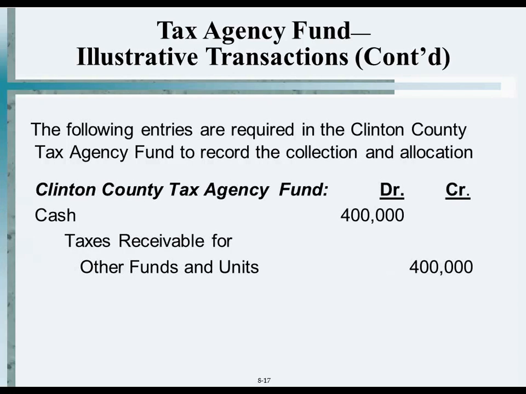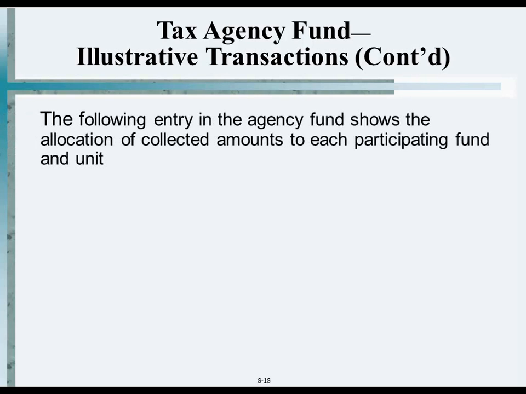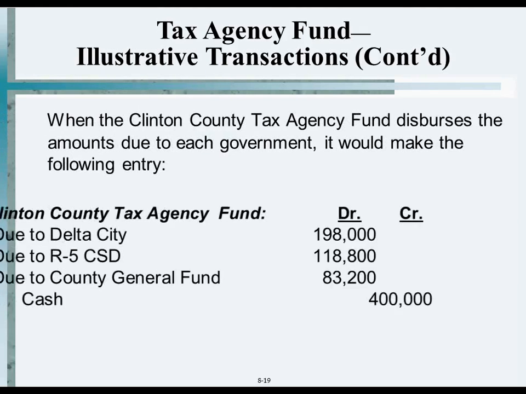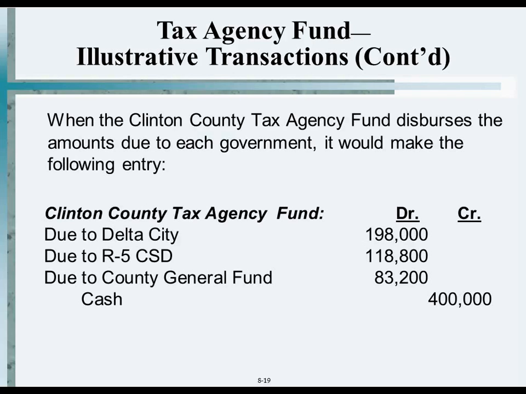And then these are the entries as they collect the taxes. And I'll show you an example. $400,000. It gives you the amounts to each one of them based on the schedule that I showed you before. And I'm going to go through this quickly because these kind of explain themselves. The cash is being distributed to these three. First it was received, now it's being distributed back to these three.